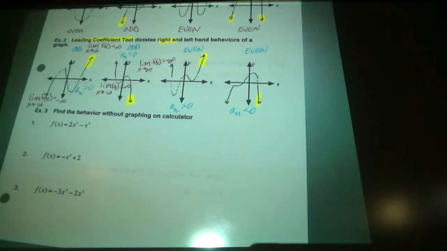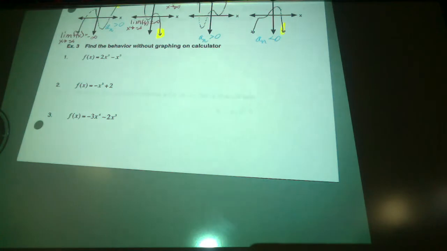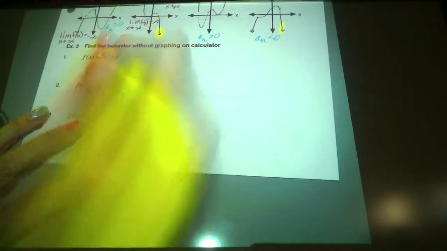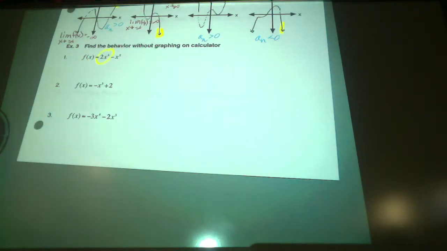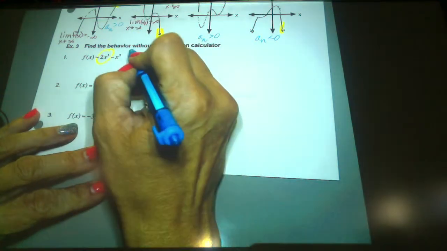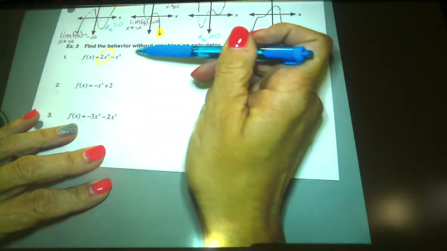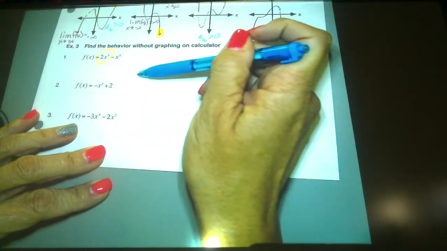Okay. Then we're going to find the behavior without looking at the graph and without plugging this into our calculator. So now we're looking at just the equation, no graph. So f of x is equal to 2x cubed minus x squared. What is the power of this function? 3. And I get that from looking at this term, not because it's the first term, but because it's the highest degree term. So I know that in general, these tend to look like an S-curve. Is my right hand going to be going towards positive infinity or negative infinity?